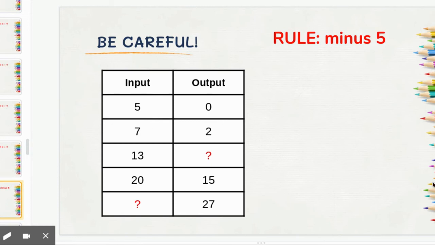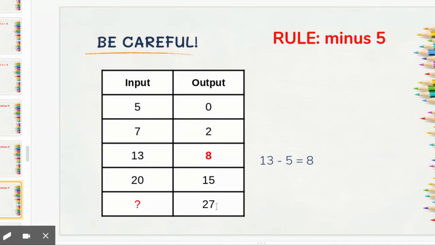7 minus 5 is 2. So that rule does work for this table. I need to replace and figure out what the question marks are going to be. So I'm going to take 13, and I'm going to take my rule, minus 5, and 13 minus 5 is 8. So I'm going to replace that question mark with an 8.